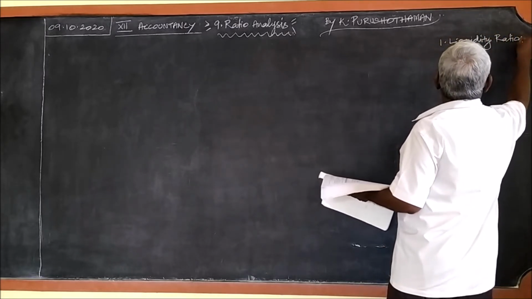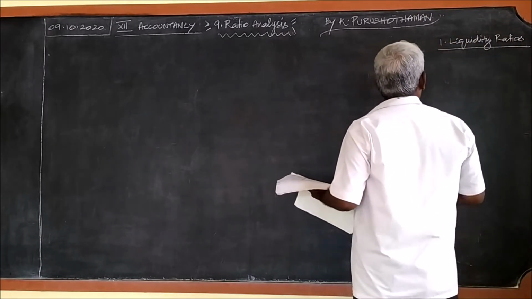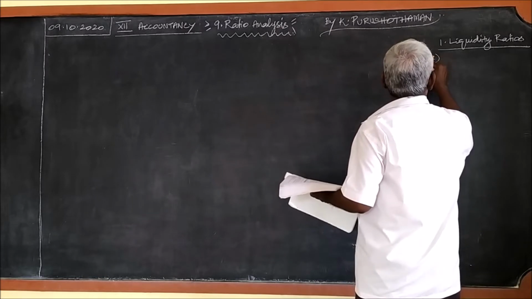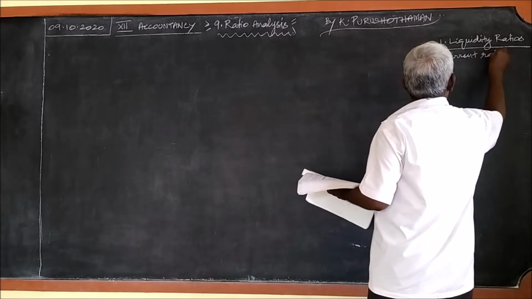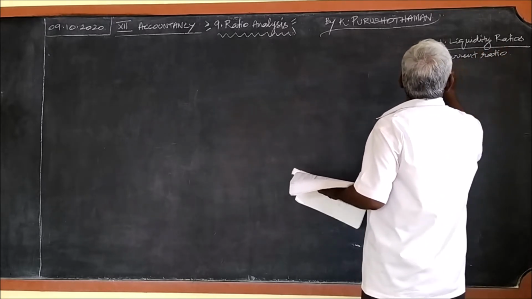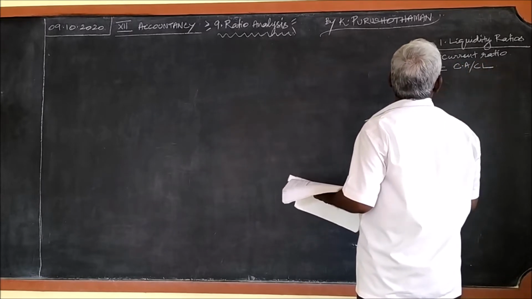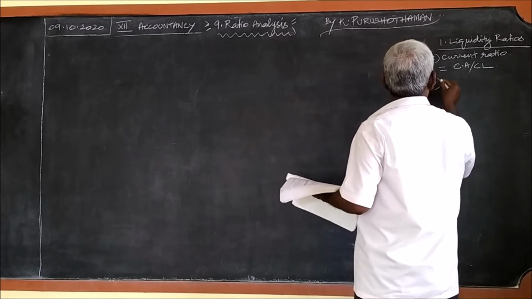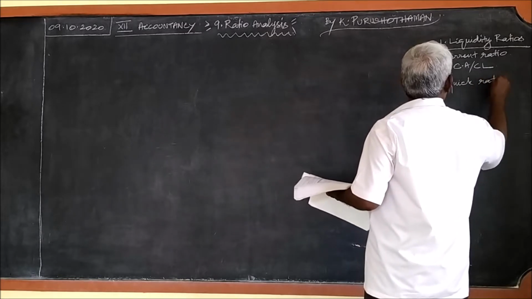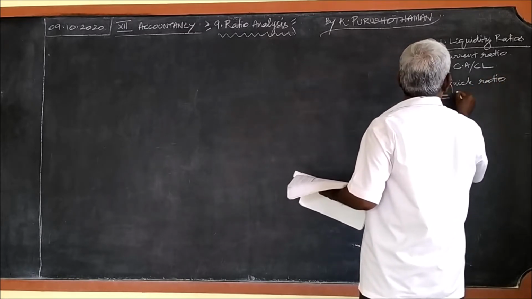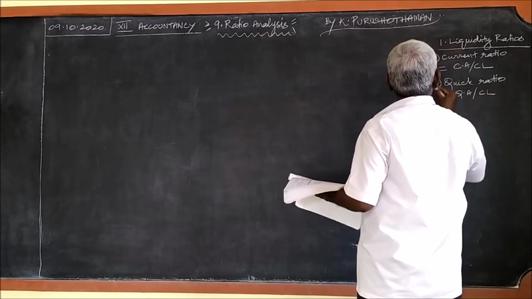One is the liquidity ratio, first type. Under the ratios, the first type is current ratio, which is equal to current assets by current liabilities. Then the second ratio is quick ratio, which is equal to quick assets by current liabilities. This is the first type.